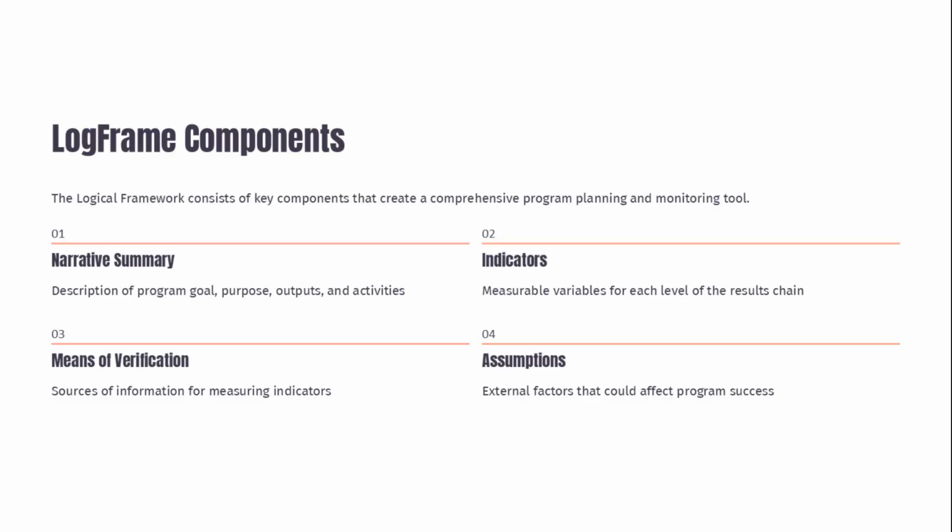The logical framework consists of key components that create a comprehensive program planning and monitoring tool. These include narrative summaries, indicators, means of verification, and assumptions, each playing a crucial role in program success.